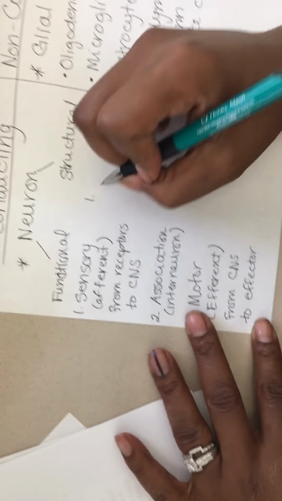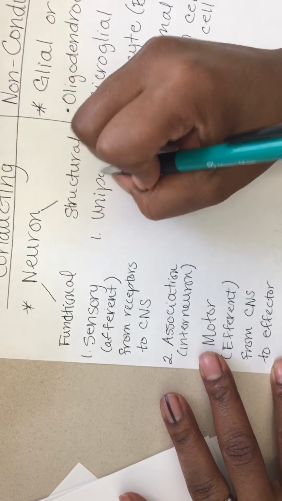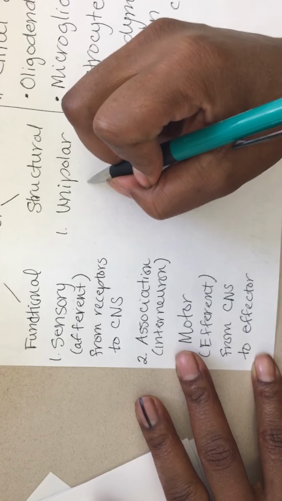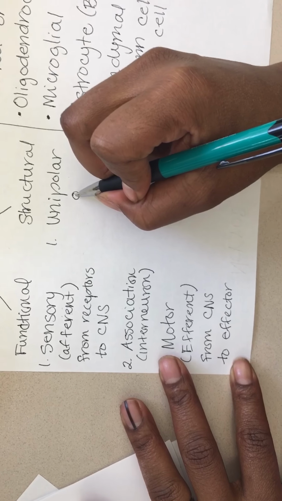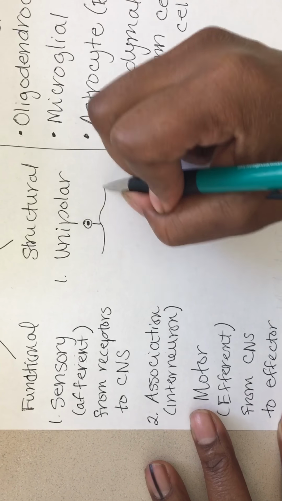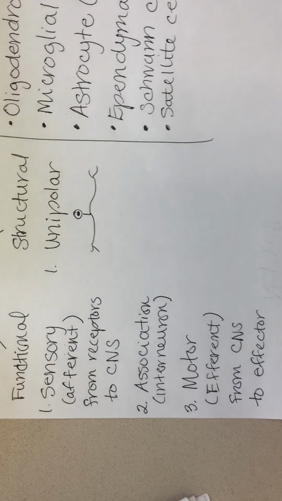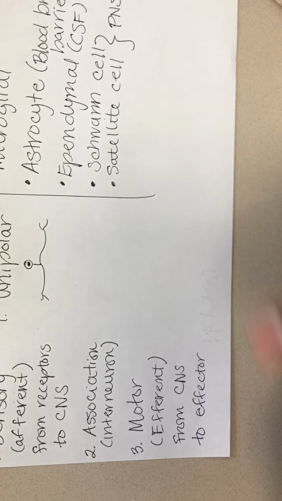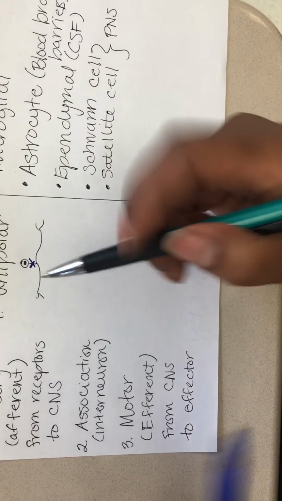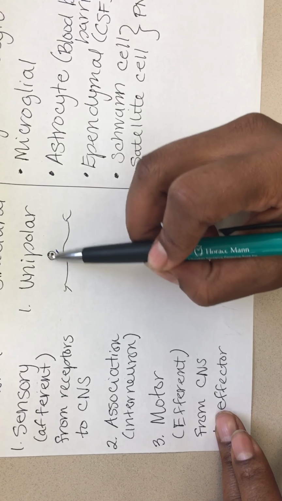Structural classification, how they look. The first is going to be unipolar. This describes the number of branches that a cell has from its nerve cell body. So remember, we said that the cell body is where the nucleus is stored in a neuron. So it looks like this. So here's my one branch. There's my one branch. I put the X on it. So this is where the term unipolar comes from. It has one pole or one branch from the nerve cell body.